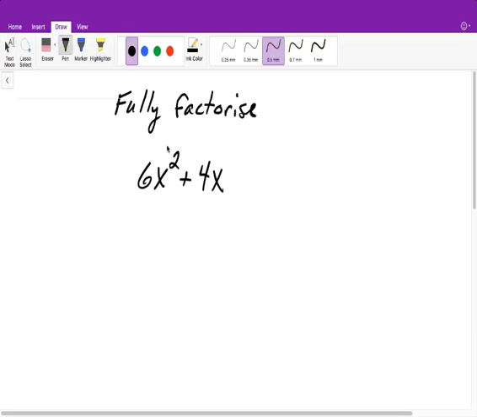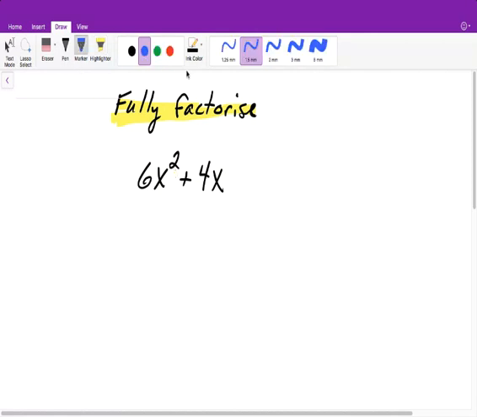The directions will be written as "fully factorize." So we want to factor this completely. At times there will be multiple steps that we need to take, and at times there may be only one. So we want to factor this as completely as we possibly can.